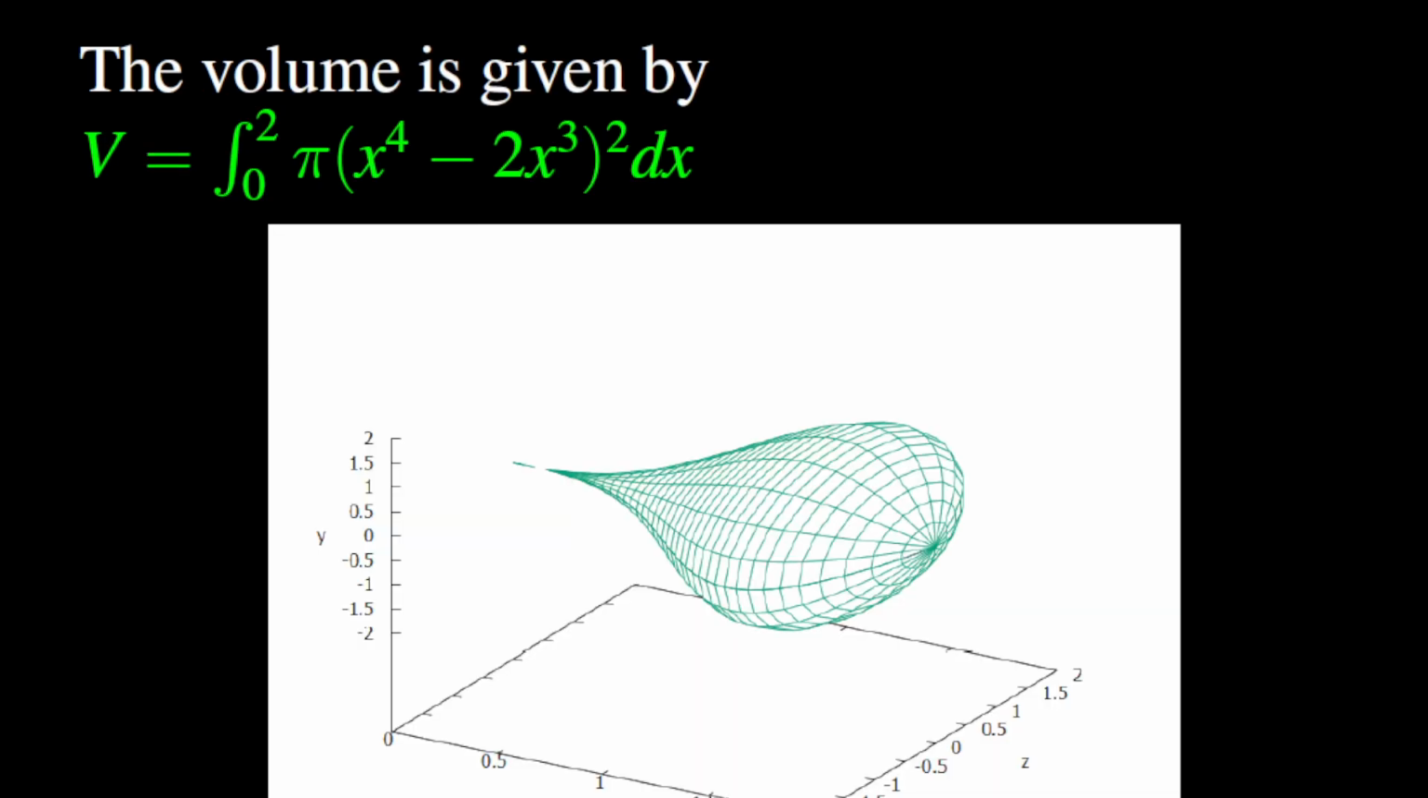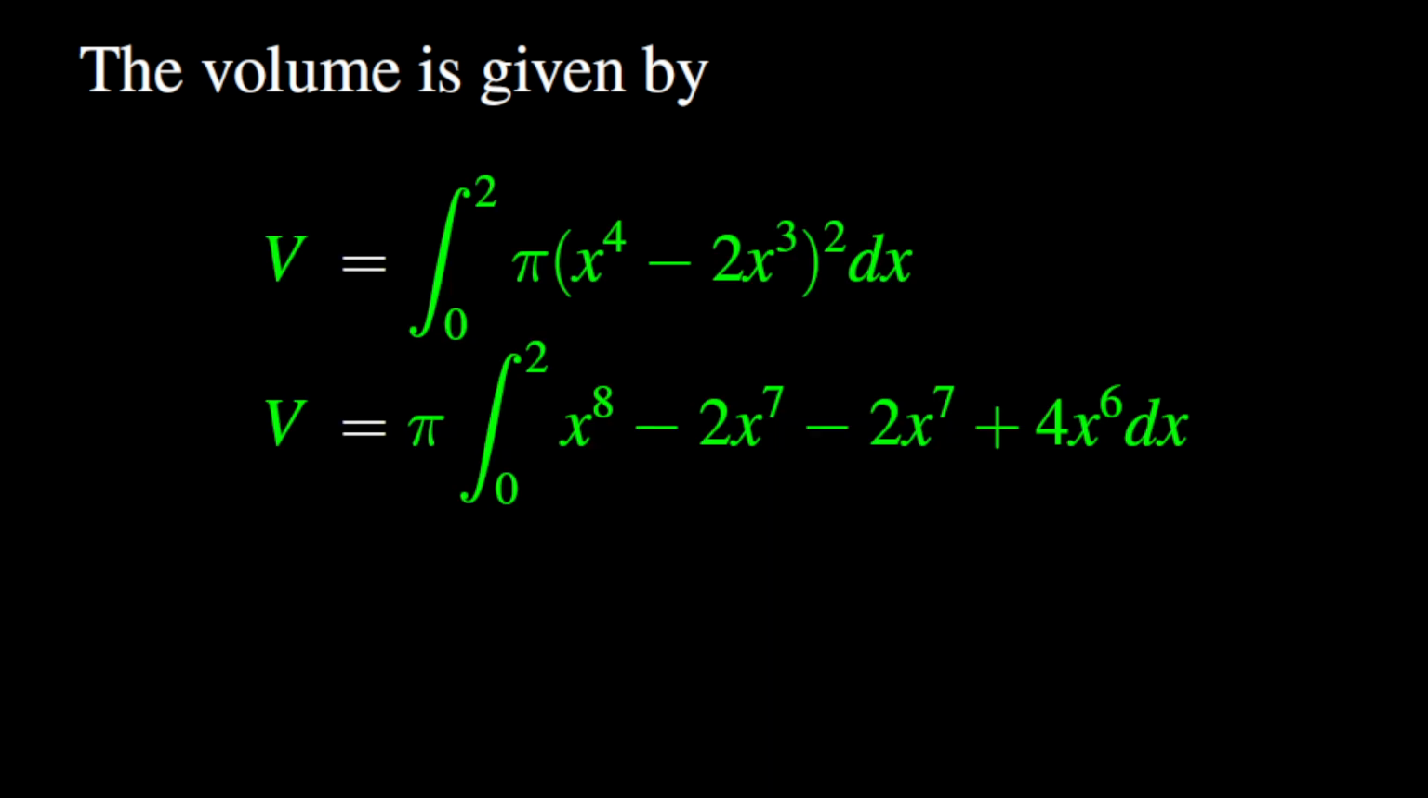The volume is given by the integral of the cross-section area from 0 to 2. This is the integral from 0 to 2 of pi times x to the power 4 minus 2x cubed, squared. The volume is pi times the integral from 0 to 2 of x to the power 8, minus 2x to the power 7, minus 2x to the power 7, plus 4x to the power 6 dx.